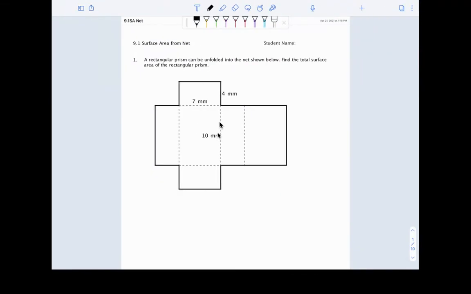All right, so finding the surface area from a net. The net just takes a rectangular prism and basically breaks it apart. So here's my box, my Kleenex box or whatever it happens to be. We take our little scissors and we cut along there and we break it all apart and lay it all flat, and that's what it looks like.